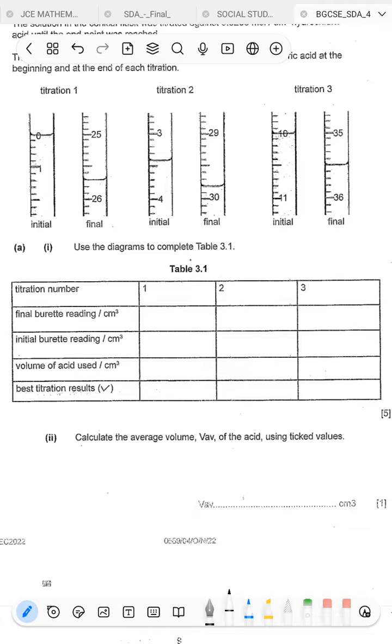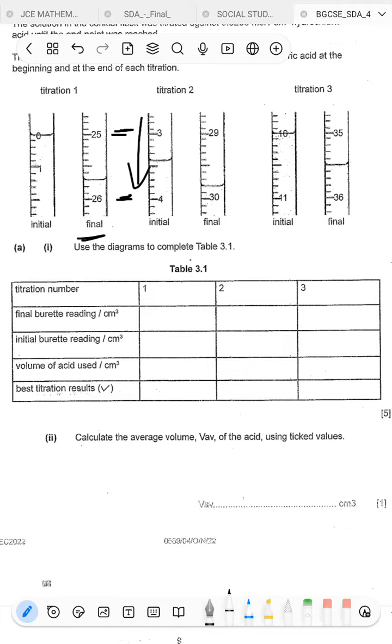So let's quickly record the final. Now you have 25 here, then 26 here. The way you take burette readings is kind of the opposite to what a normal brain would think. The readings increase downwards. So this is 25, this is 26, so that means the readings are increasing downwards.